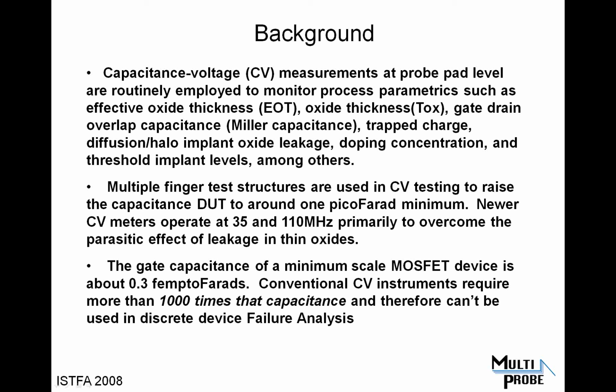We don't use CV metrology very much in failure analysis, and certainly not at discrete devices, and the reason is here. You need to raise the capacitance of whatever your test structure is to have around a picofarad at the least of capacitance, but gate capacitance of a minimum scaled MOSFET device is sort of 3/10 of a femtofarad. So that's several thousand times less than what you can measure with a normal CV meter.